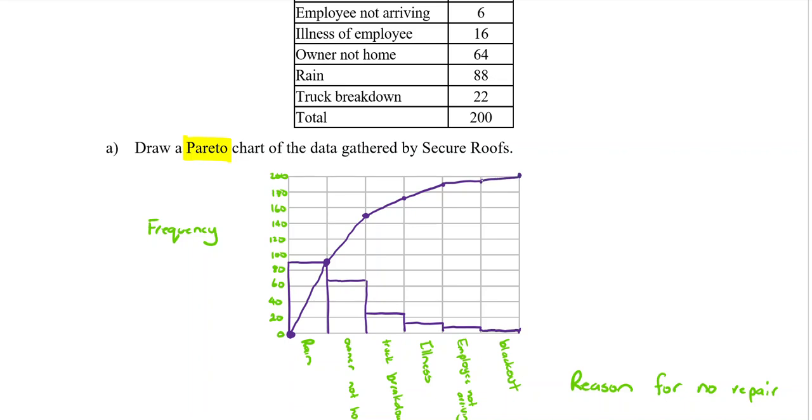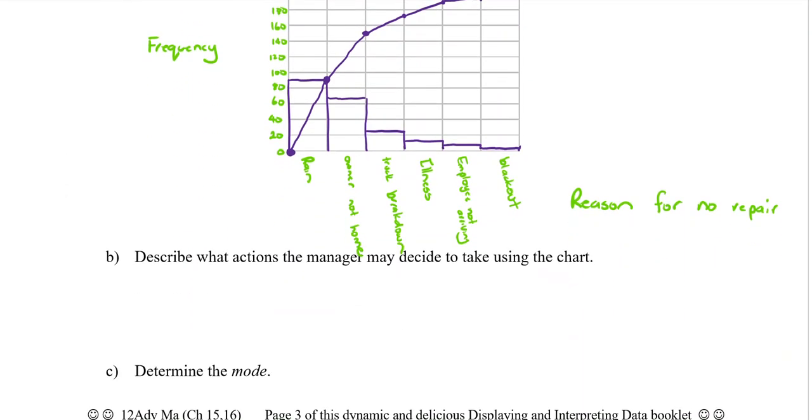That are increasing, increasing, increasing all the way up, and that is a Pareto chart. Okay, question B.